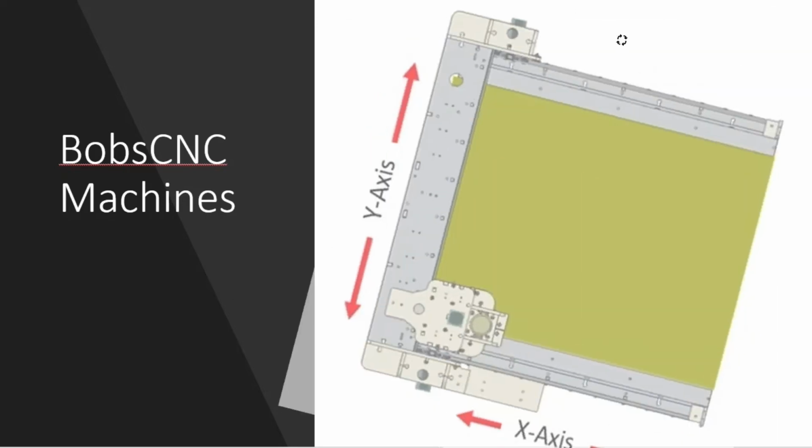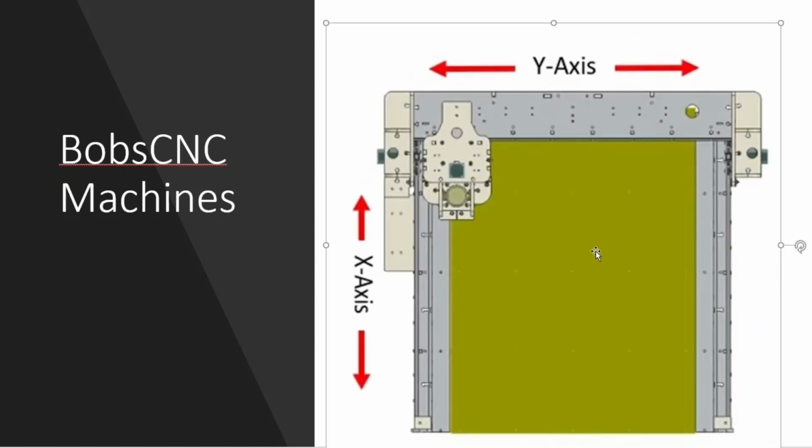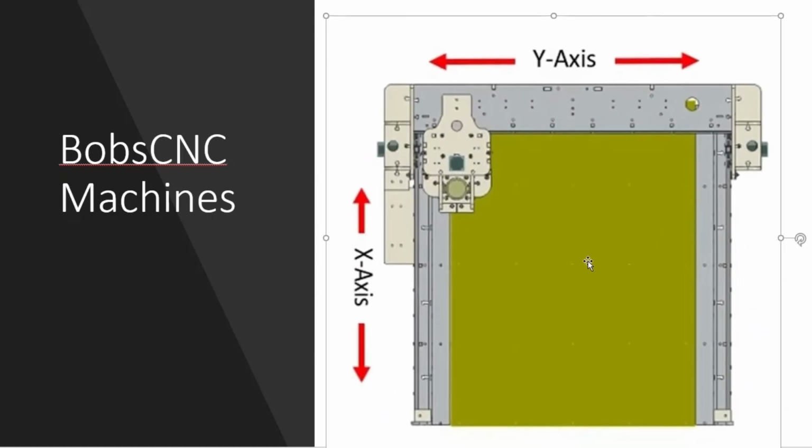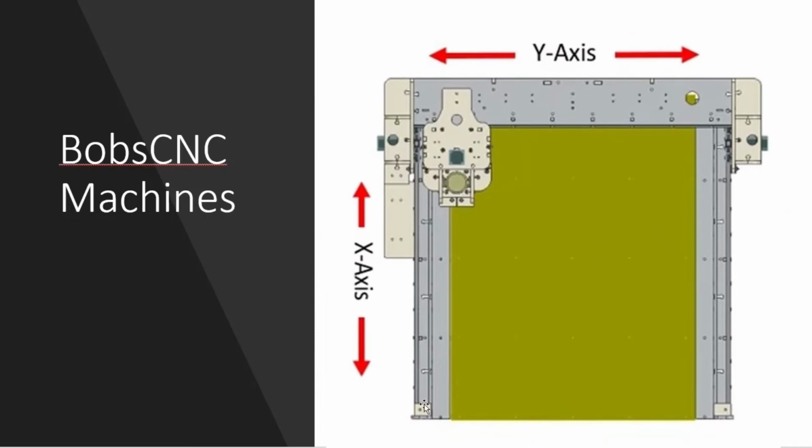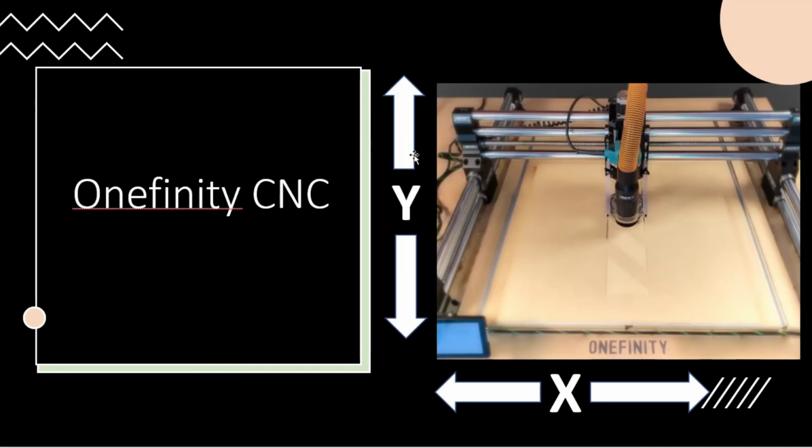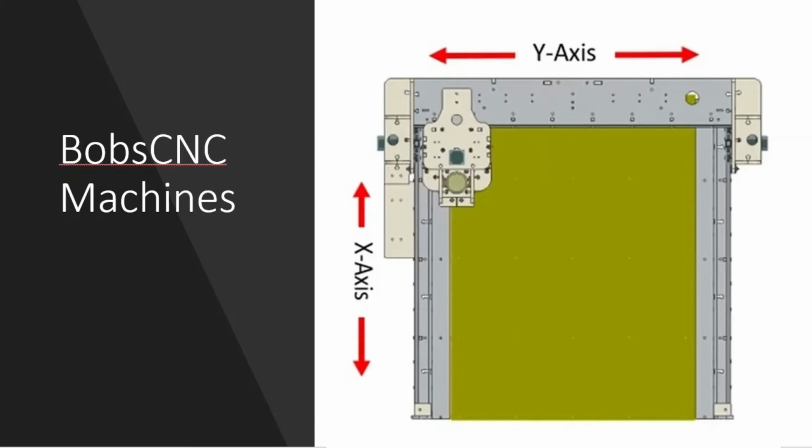But most people will set their machine on a table like this. So when they're standing at their machine, they're not looking at it from the end of it. They're looking this way. So it could be a little confusing if you're just starting out. If you were to look online, you may see a lot of diagrams that show X and Y. Like Onefinity, right? X and Y. So just keep in mind, if you are using a Bob's, either stand next to the left rail or just turn the machine sideways.